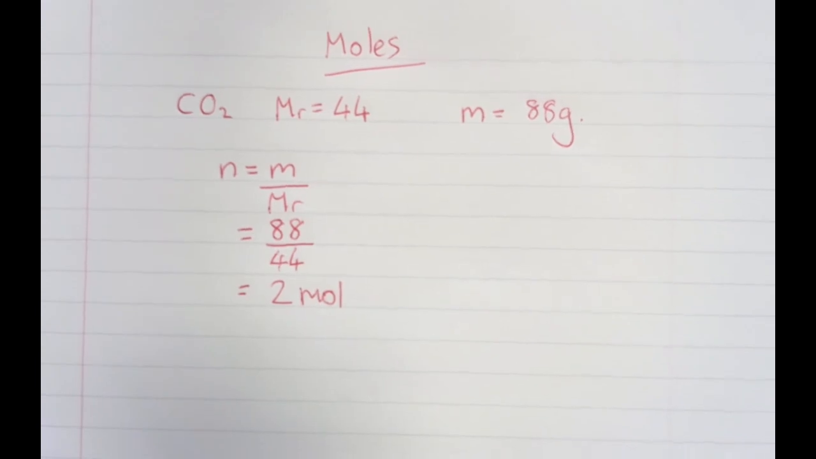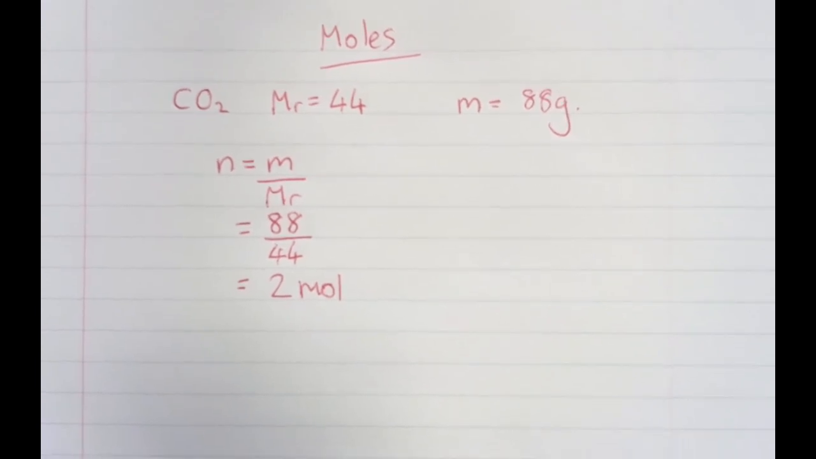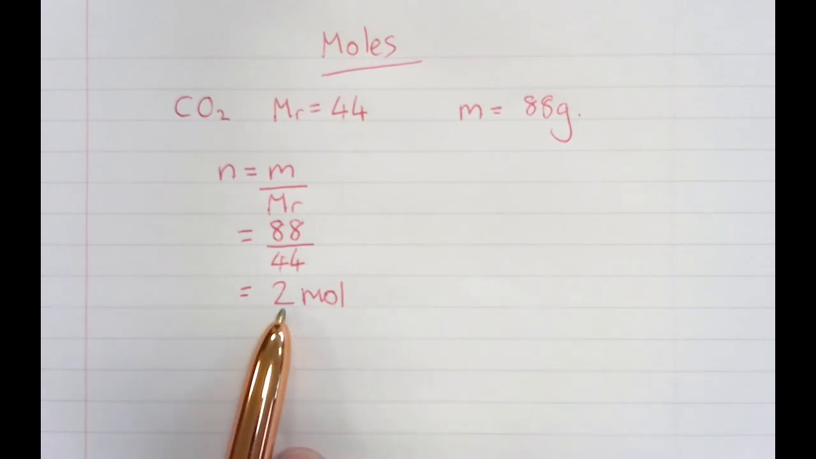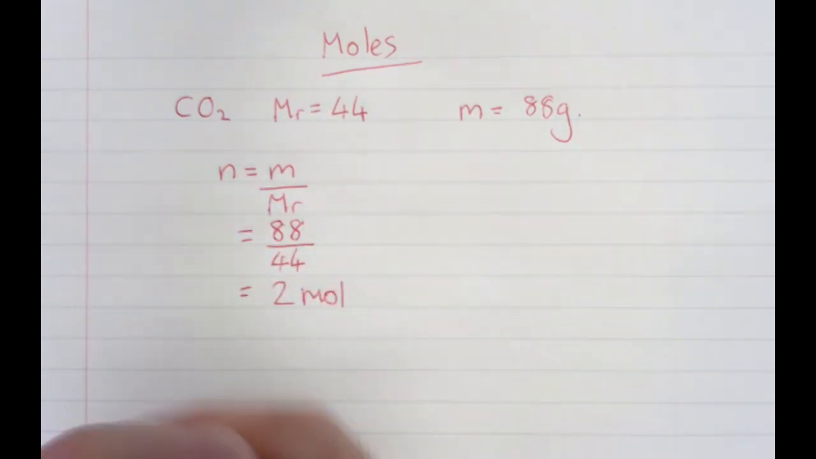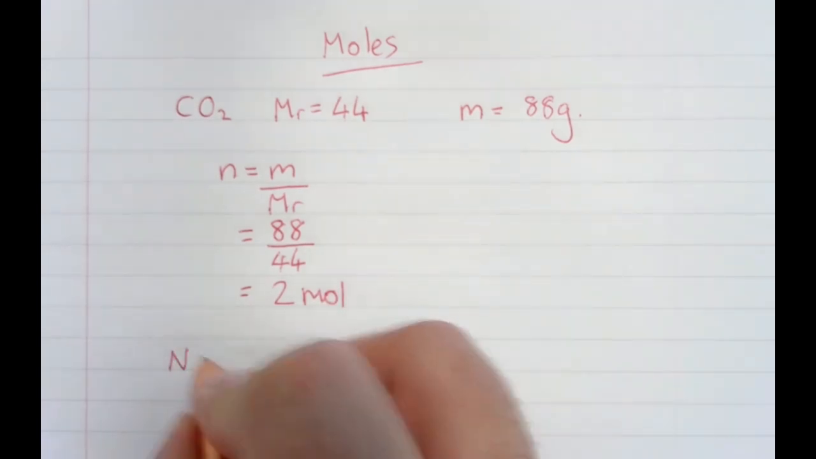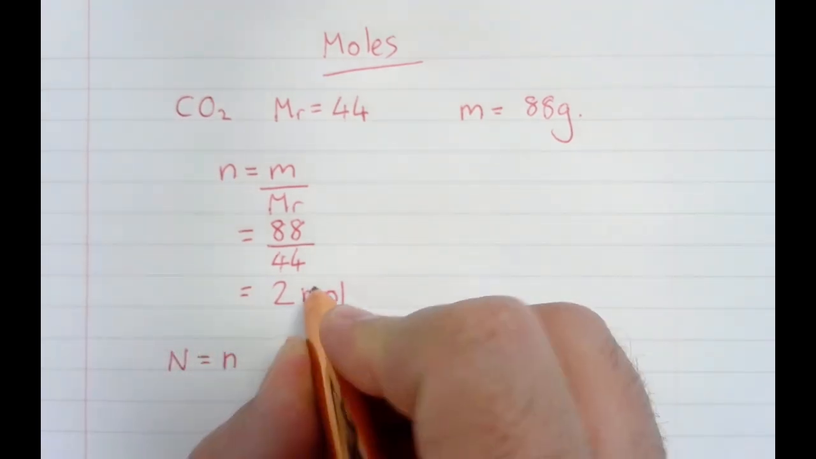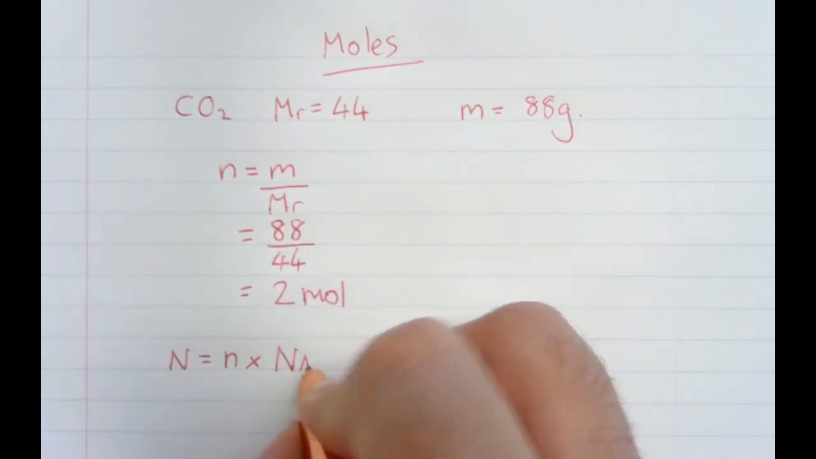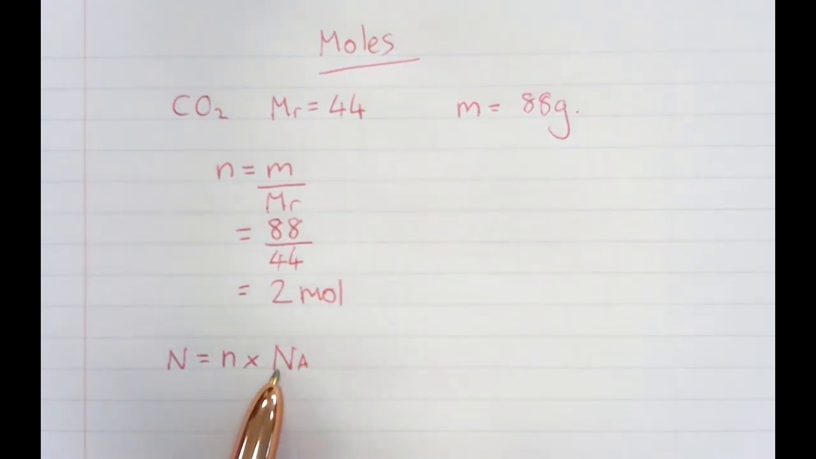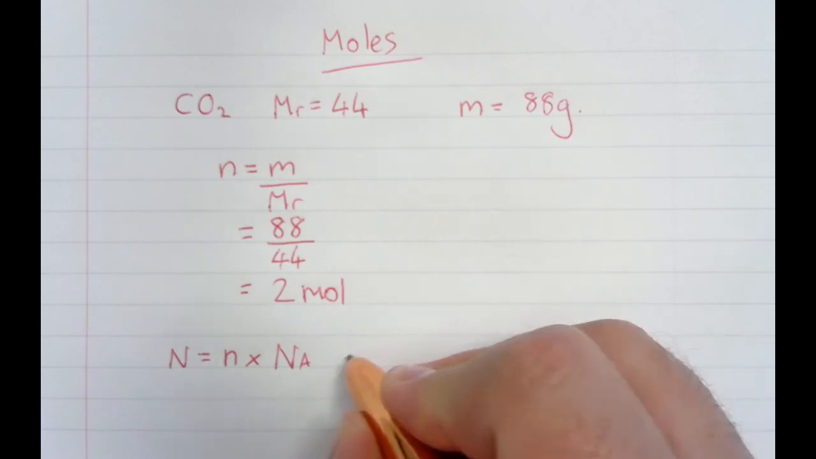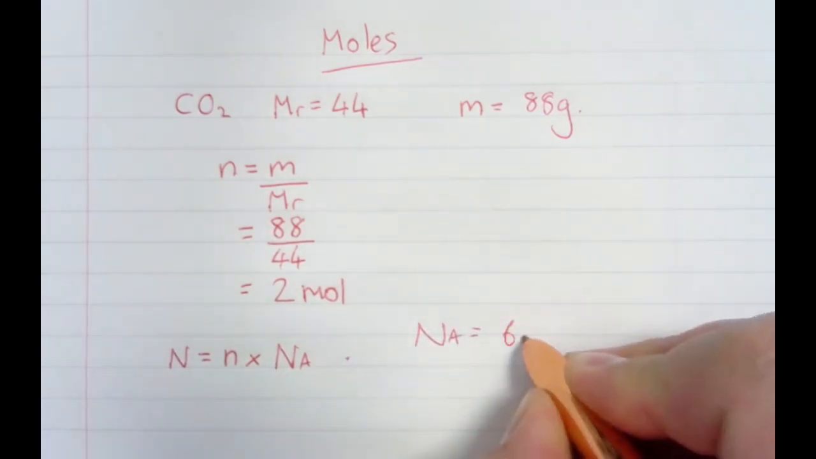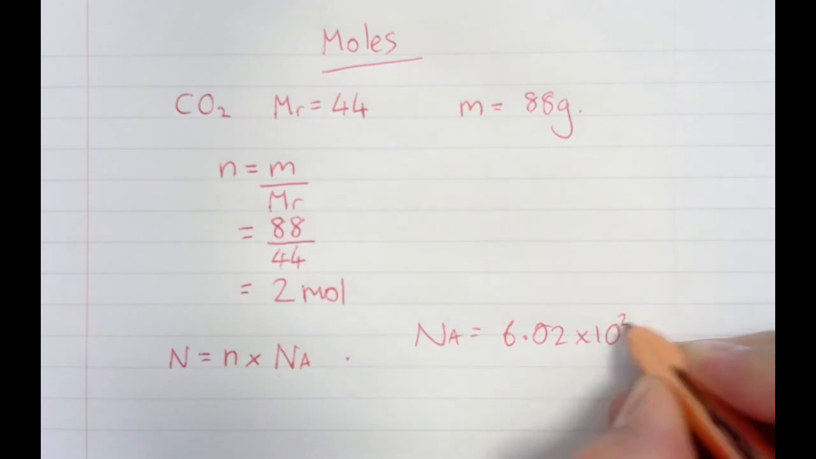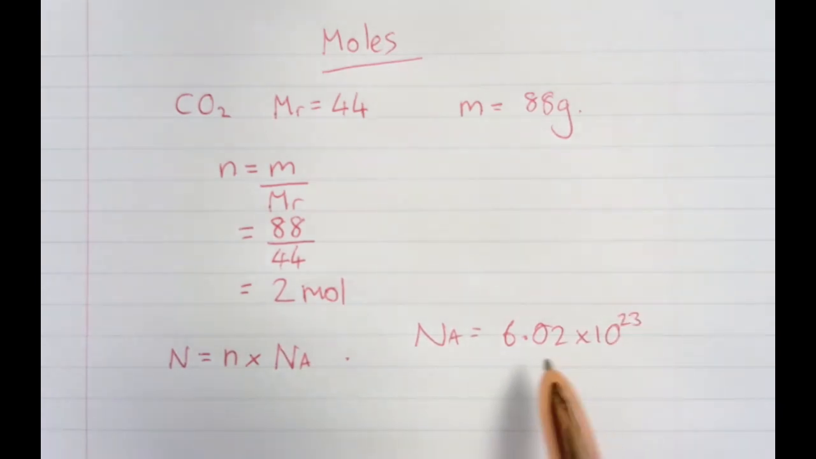We can make this a little bit more complicated by trying to figure out the number of actual particles that would exist in these 2 moles. We do that by multiplying the number of moles we've just calculated by something called Avogadro's number. This is the number of particles that you'll have in 1 mole, in the same way that a pair means 2 particles, a dozen means 12 particles, a mole just means 6.02 times 10 to the 23 of whatever particle you're talking about.